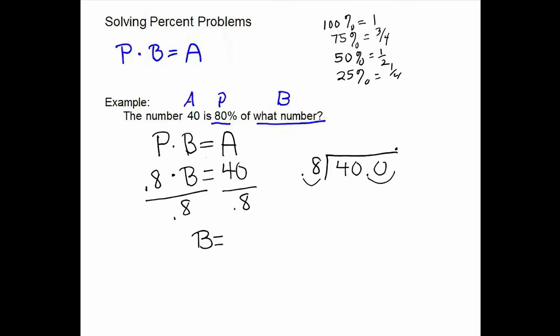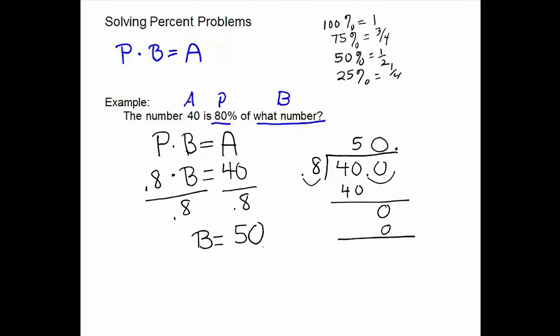So 8 divided into 40 will go 5 times. 5 times 8 is 40. Subtract, bring down. 8 into 0 won't go. We have to go all the way up to our decimal. So our B is 50.